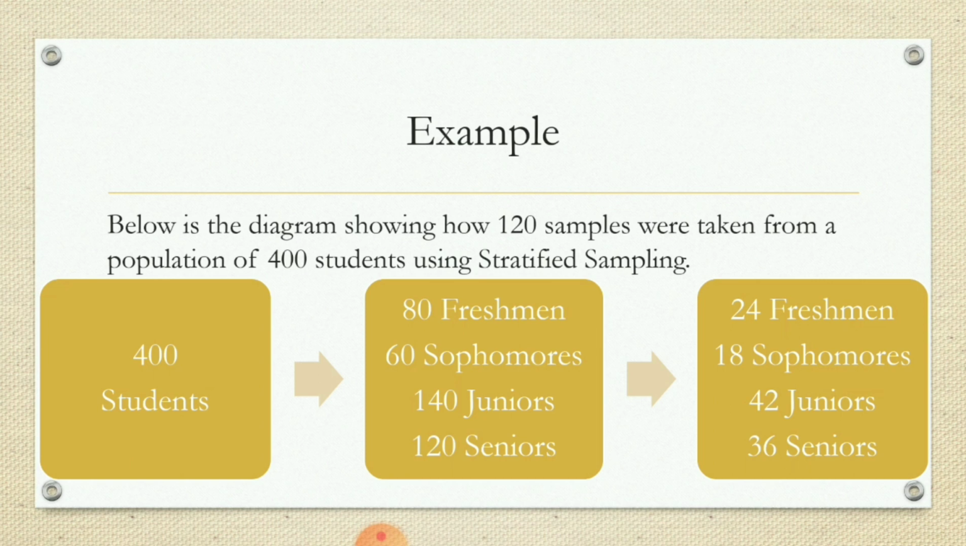So from this example, we draw 30% from the strata. So 30% of 80 freshmen is 24 freshmen. 30% of 60 sophomores is 18 sophomores. 30% of 140 juniors is 42 juniors. And 30% of 120 seniors is 36 seniors. So that is what we call stratified sampling.